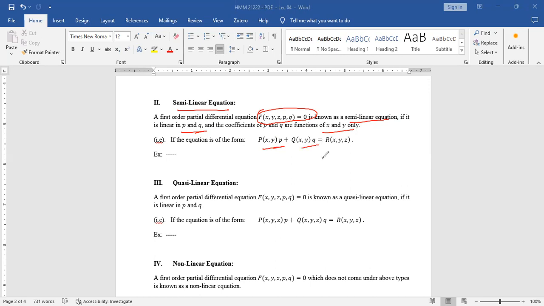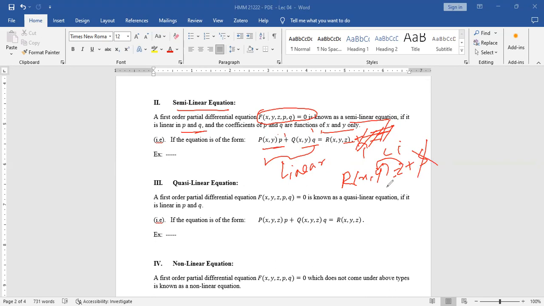Okay, what do you think? Maybe the other terms don't require linearity, but these two should obey the linear property. Linear property is what? It should have the power of one, isn't it? So, if the function is of the form P(x,y) p plus Q(x,y) q plus R(x,y) z. See, earlier we had R(x,y) times z. Here this z can be a function of z plus something. No, we don't have any z squared terms.